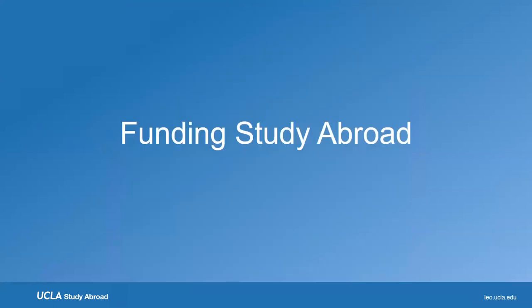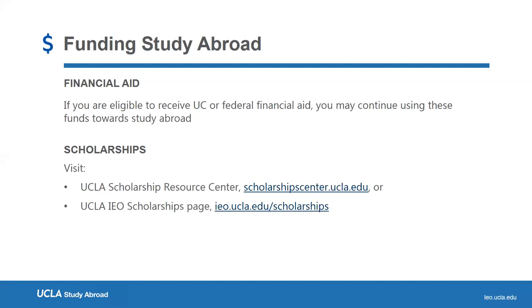So just very briefly, we'll be touching on funding study abroad. If you are eligible to receive UC or federal financial aid, you may continue to use those towards your funding to study abroad. The financial aid package can cover up to the total cost of your program. So if that's something that you are eligible for, as long as you continue to be eligible, you will receive that financial aid package to help chip away at the costs.